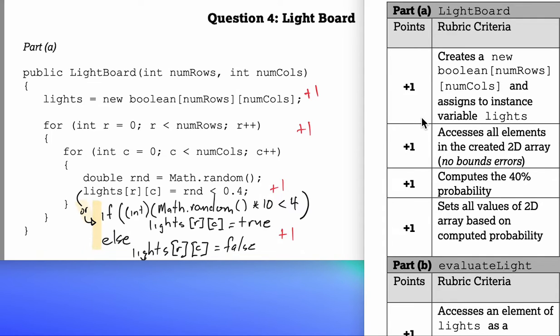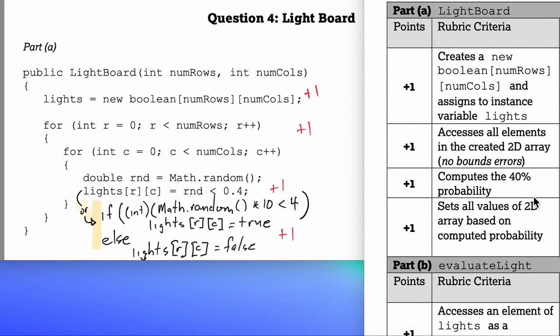Number 2, again, this is where you can get some nice partial points as long as your loop accesses all the rows using the num rows. This could be lights dot length as well, right here. And then you have another loop that goes through all of the columns. Again, this could be lights dot length of 0, but you have that variable too. So either one of those is fine. That's a point. So again, looping correctly and declaring and instantiating that array, 2 of the 4 points.